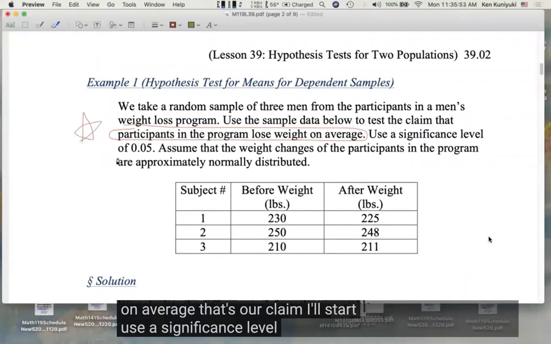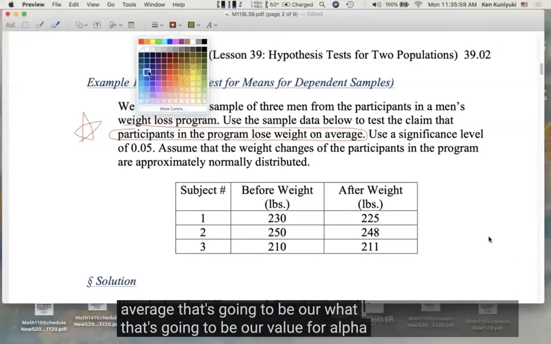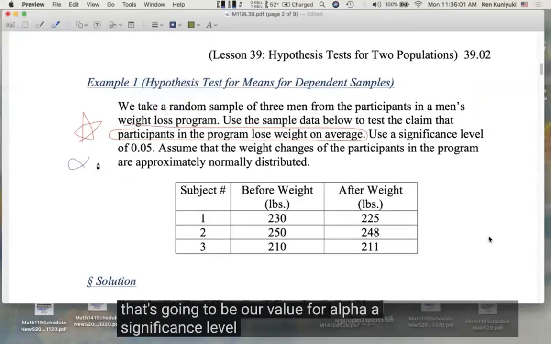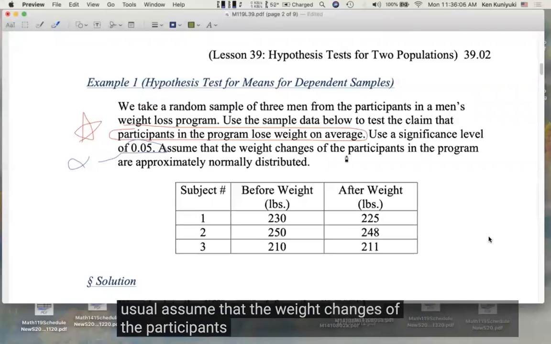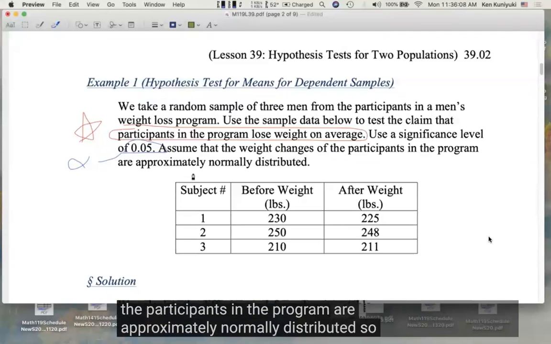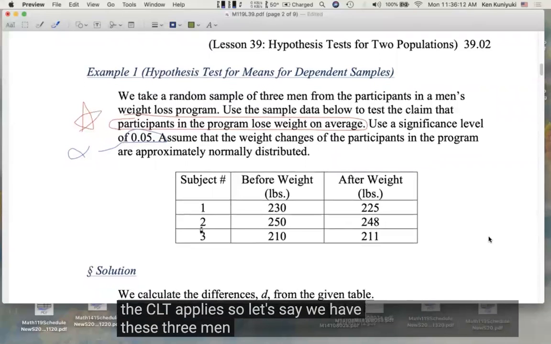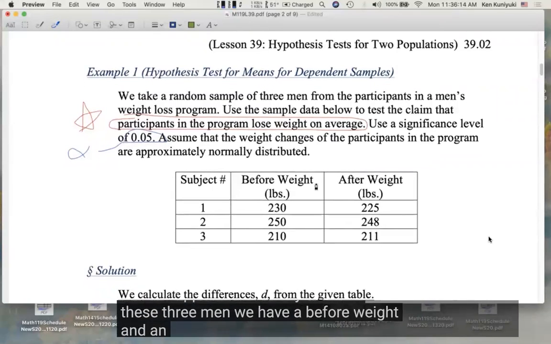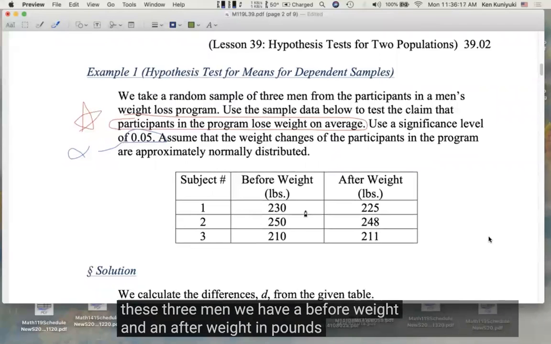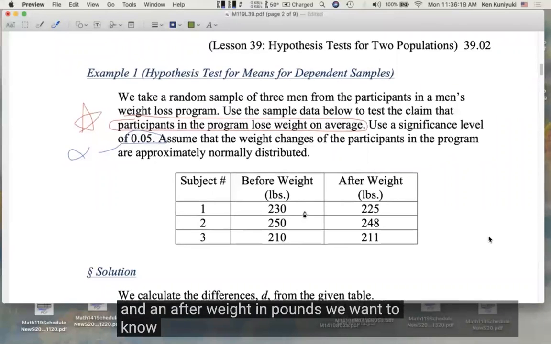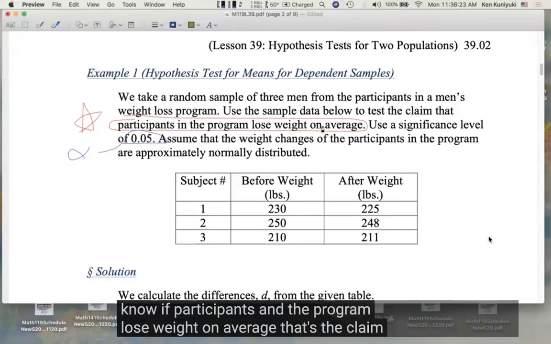Use a significance level of 0.05. That's going to be our value for alpha, the significance level, 0.05, the usual. Assume that the weight changes of the participants in the program are approximately normally distributed. So the CLT applies. So let's say we have these 3 men. We have a before weight and an after weight in pounds. We want to know if participants in the program lose weight on average. That's the claim.